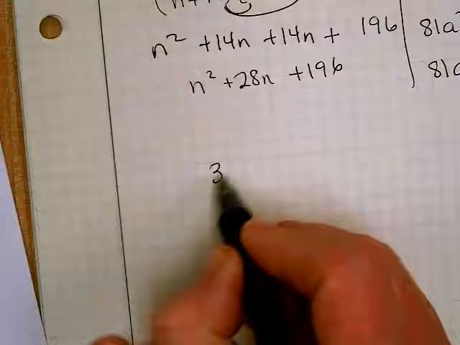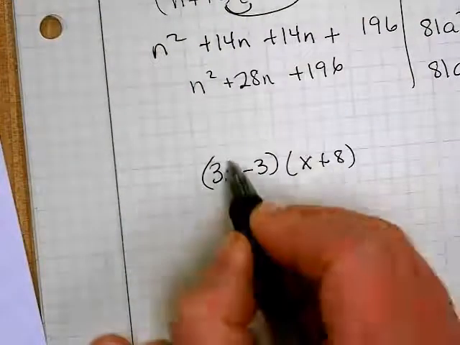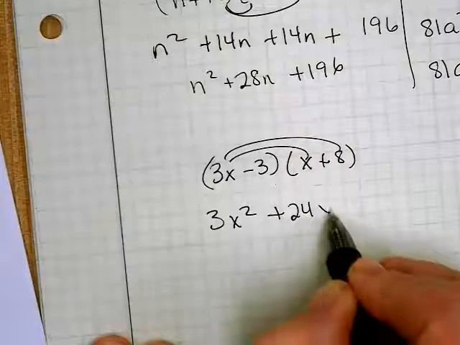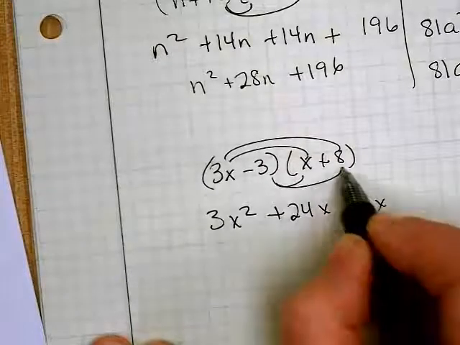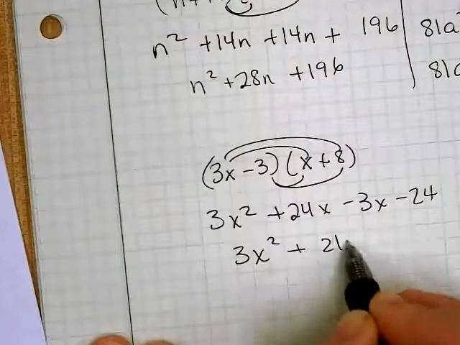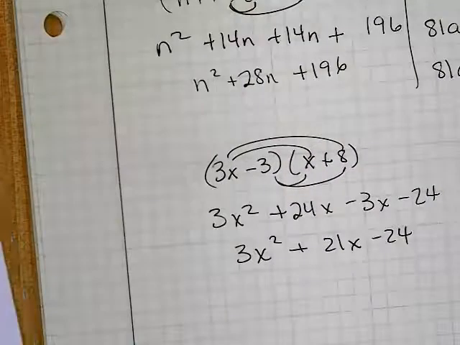28, find the area. So you're going to multiply 3x minus 3 times x plus 8. 3x squared plus 24x minus 3x minus 24. What answer choice is that? See?